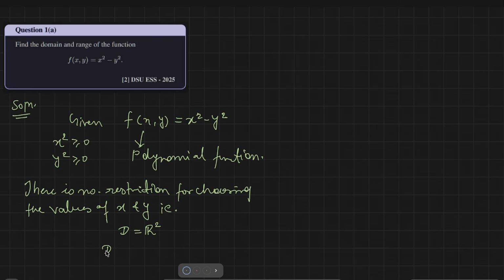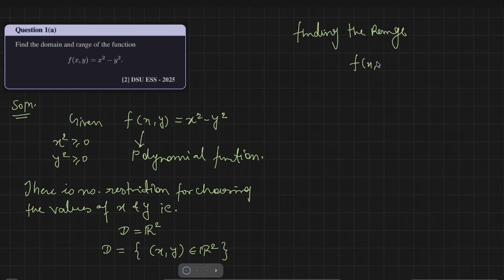If you write it in the form of a set, that is (x, y) belonging to R2, there is no restriction on the domain. This is your domain. Now to find the range of this, because it is x square minus y square, you have to check different cases. Now how to check? Again, use that k method. Now, finding the range of the function f of x comma y equals x square minus y square.